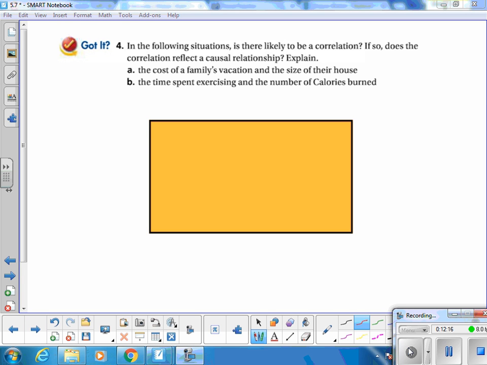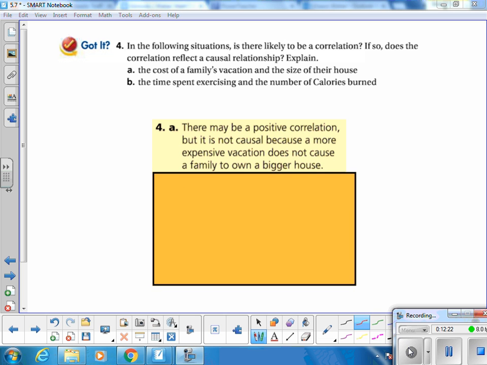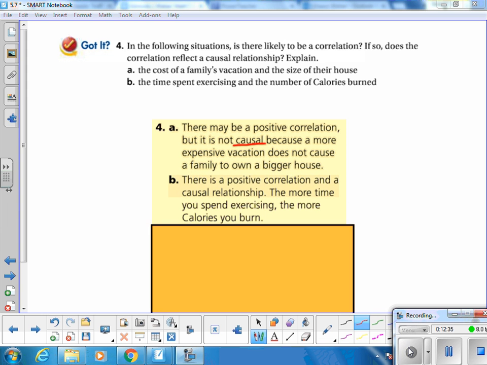All right, let's take a look at these two here. The cost of a family's vacation and the size of their house. Is there a correlation? Probably, there might be. It will be a positive correlation, probably a scatter plot playing out here. But it is not causal, because a more expensive vacation does not necessarily cause a family to own a bigger house. And for B, when you're exercising, there would be a positive correlation, and it would also be a causal relationship. The more time you spend exercising, the more calories you burn.